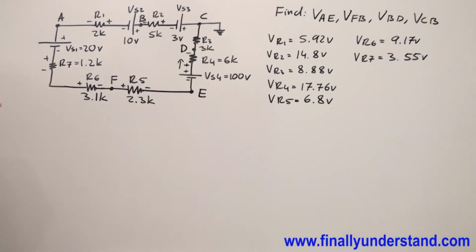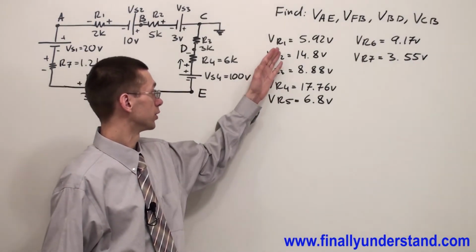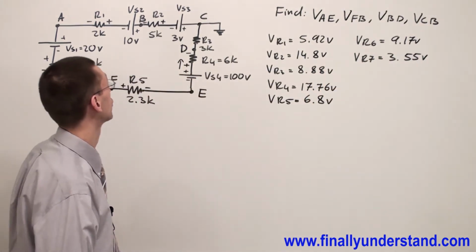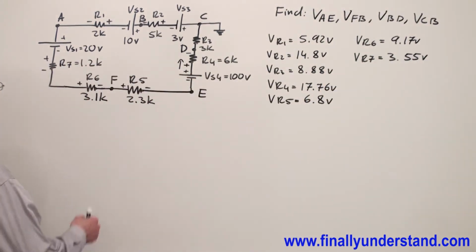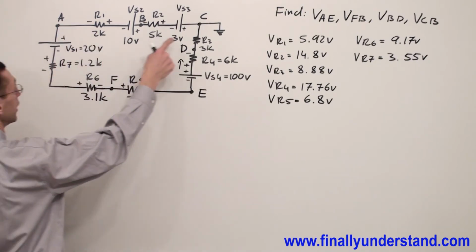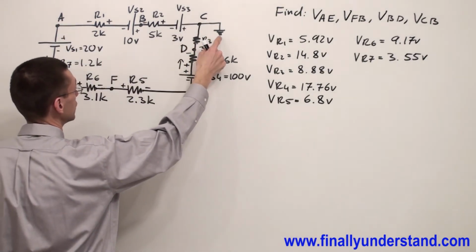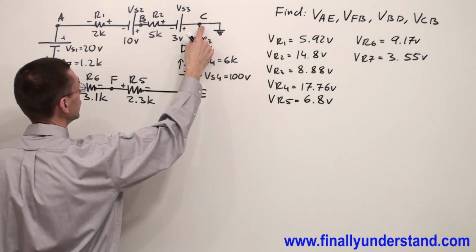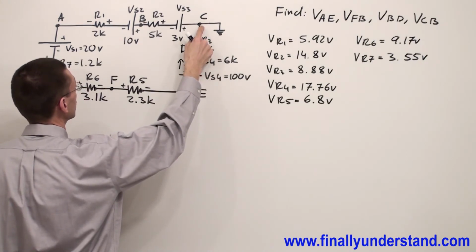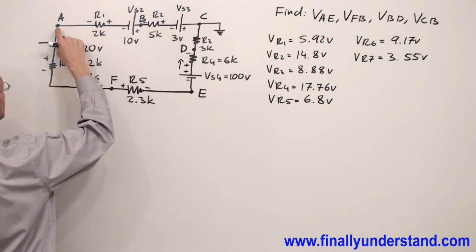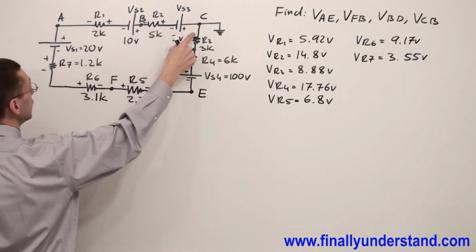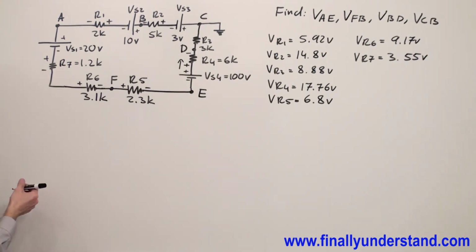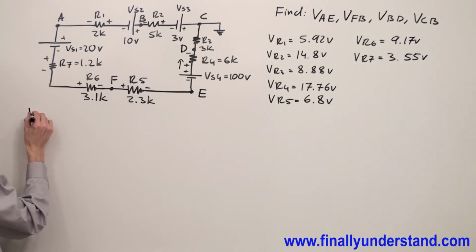Let's continue. These are the voltages which we just found, and this time we're supposed to find the voltage between each point and ground. Please notice that your ground is connected to point C, so this is your reference point. You are going to measure the voltage between each point with respect to this point. First, we have to find VA.